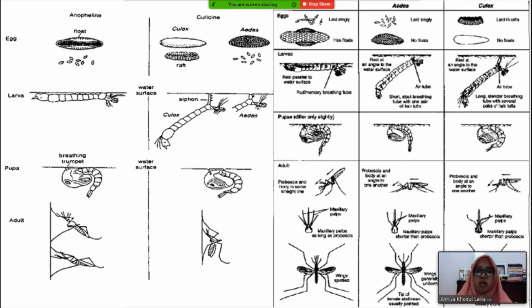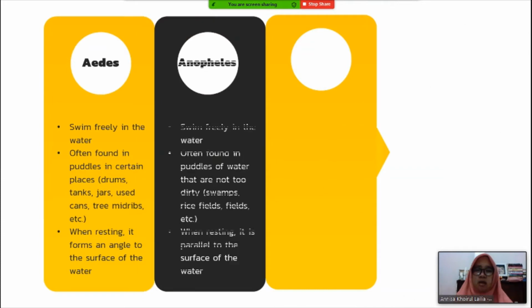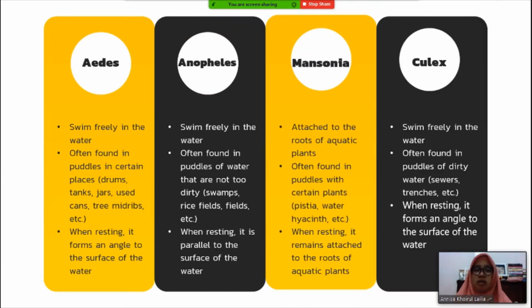We can look at the pictures that anophelines are in line with the water, while the culicines, which are Culex and Aedes, rest by making an angle to the water surface. Okay, so the next is the difference between the 4 most common mosquitoes that can cause disease.